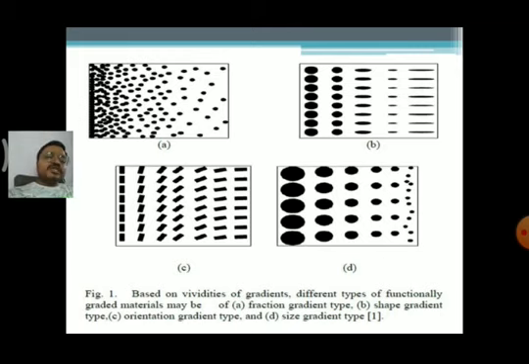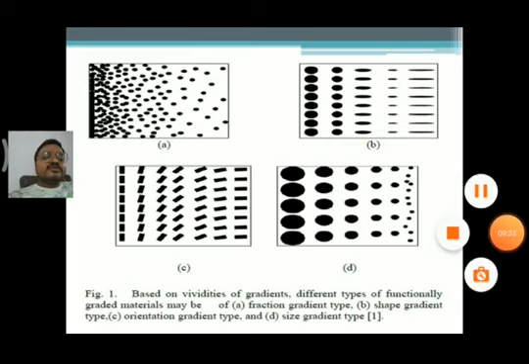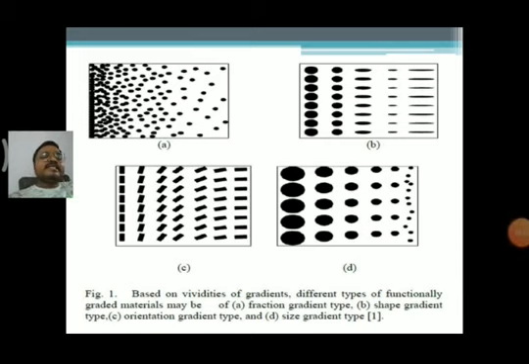In the first layer we have seen a large molecule, and going to the other layers or other areas of the material, we see an increment or decrement of the molecules. By increasing or decreasing the molecules, we have seen different types of sections there. So that is the fourth type which we have seen, the size gradient type.